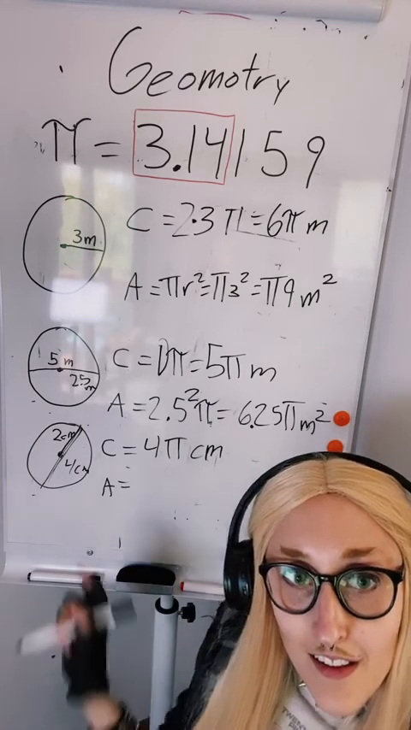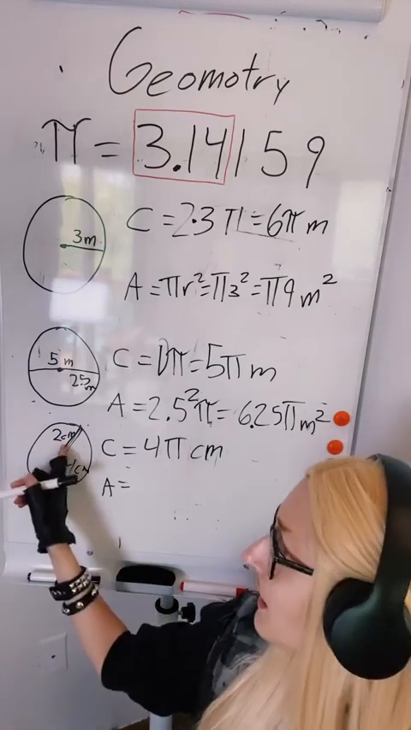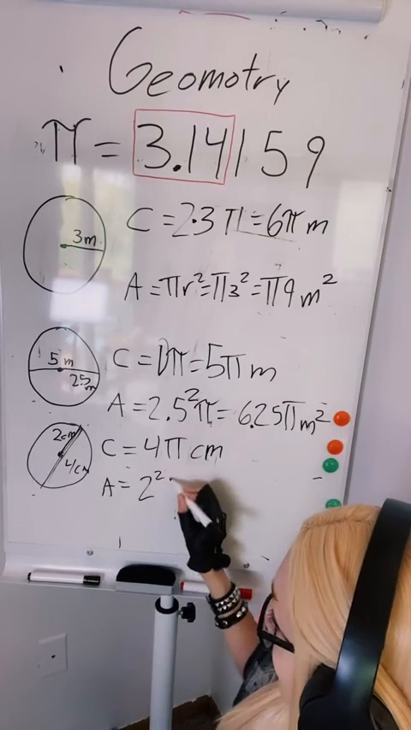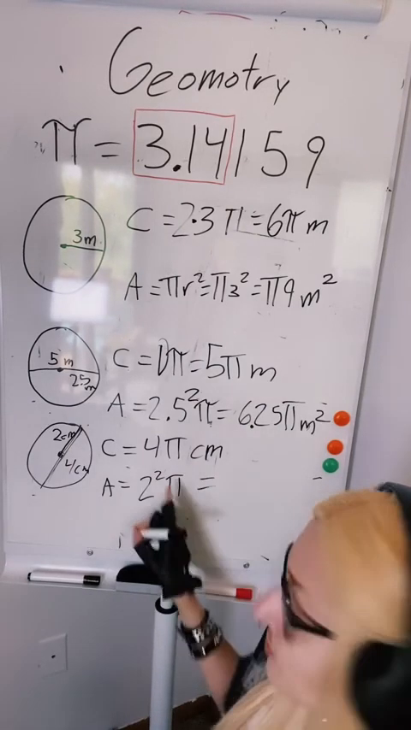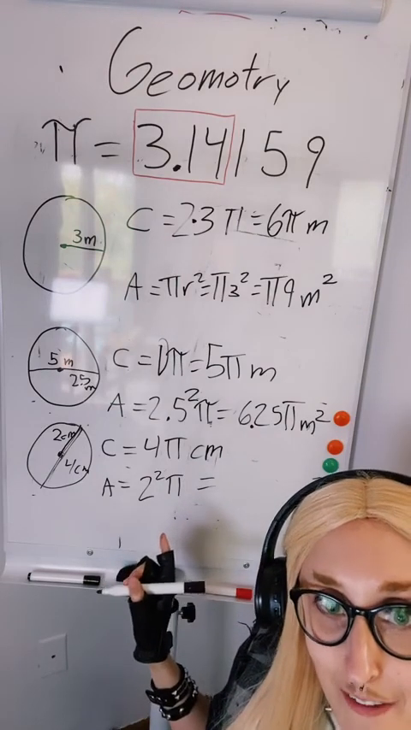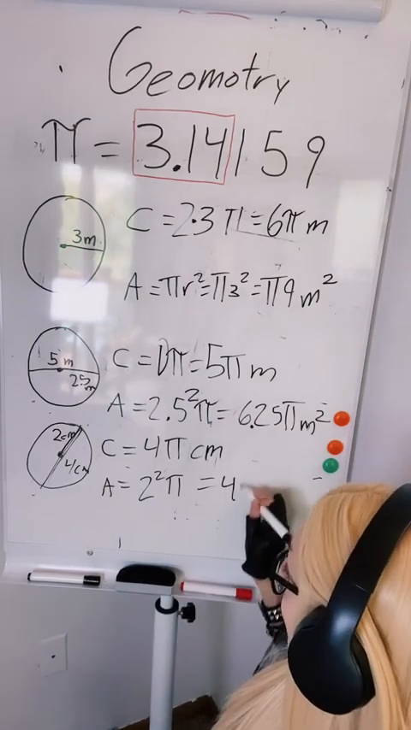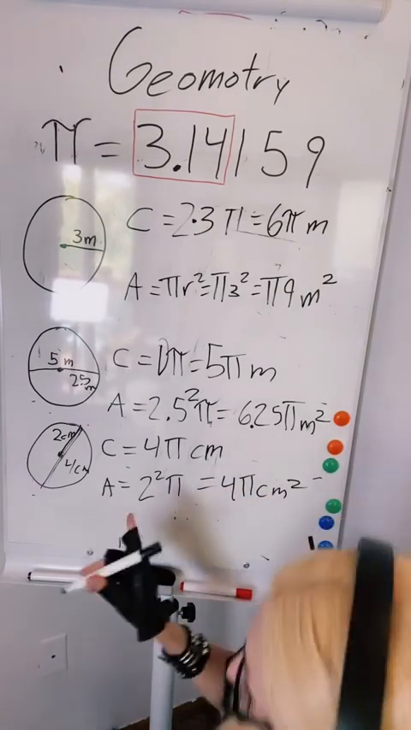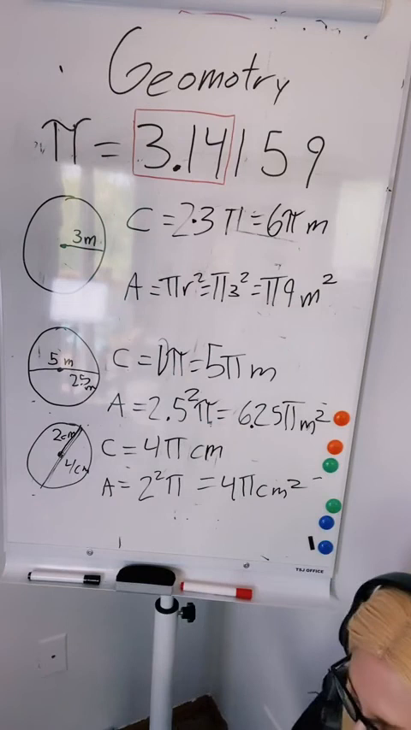All right. So now let's do the area. I have my radius, which makes life easier. So it's 2 squared times pi. And 2 squared, wow, in this case, it's just the same thing now, isn't it? Sometimes that's neat. 4 pi centimeters squared.